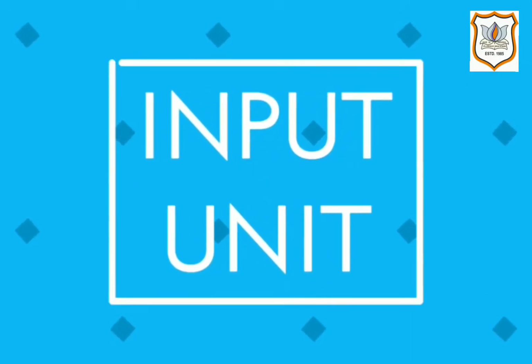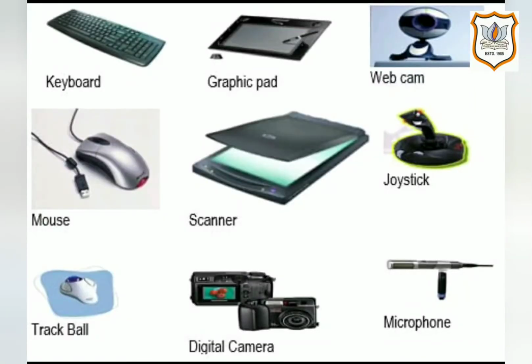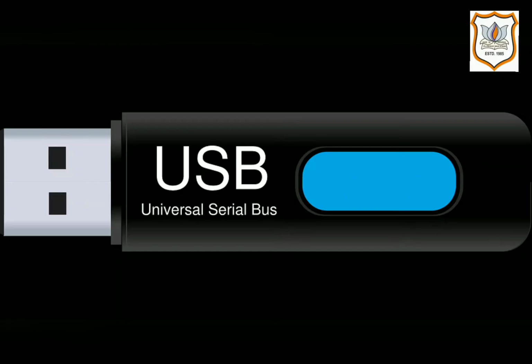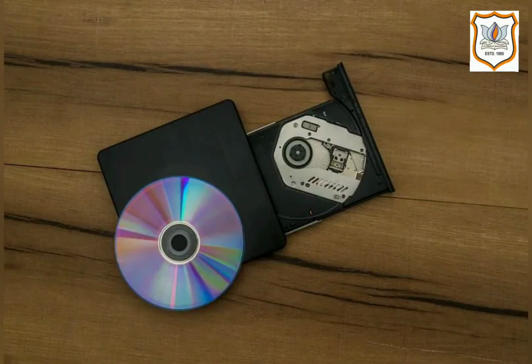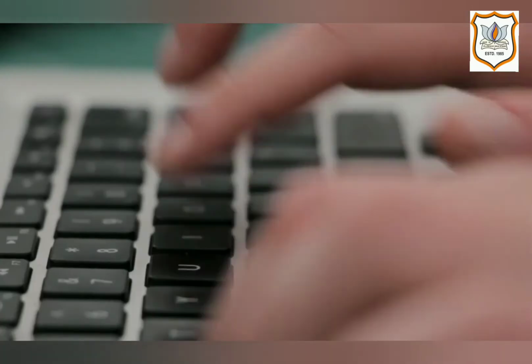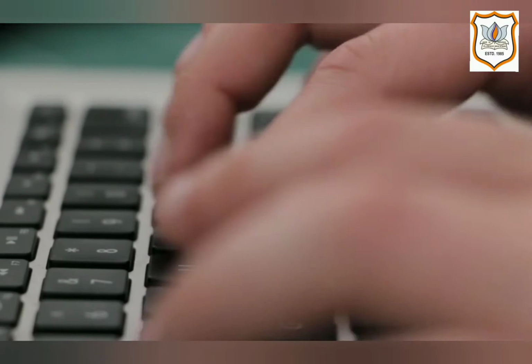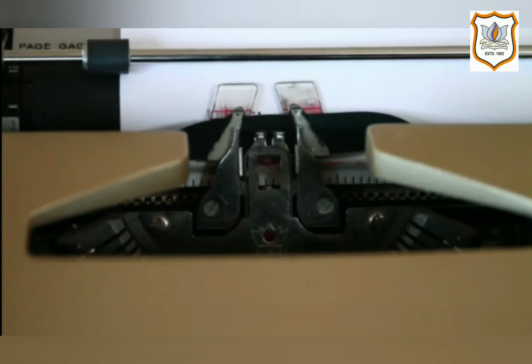Input unit. The input unit provides a facility to enter data and instructions into the computer. Input mechanism supports many devices such as keyboard, mouse, joystick, barcode reader, universal serial bus, hard disk and compact disk. Different input devices take data in different forms and send it to the computer memory. For example, use of keyboard to enter data and instructions is very similar to the use of a typewriter.